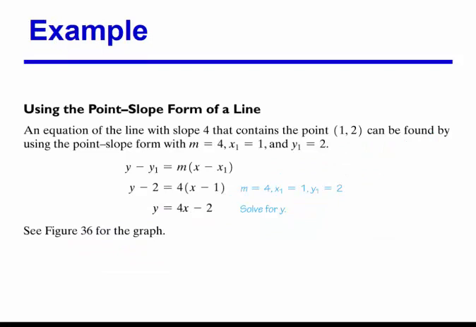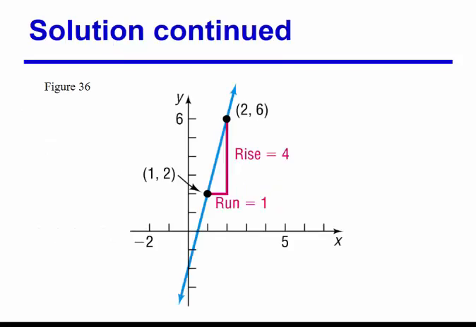When we use the point slope form, an equation of a line with slope 4 that contains the point 1, 2 can be found by using the point slope form with m is equal to 4, x1 is equal to 1, and y1 is equal to 2. So we substitute those values into the formula. At this point, we do the distributive property on the second line, so we end up with 4x minus 4. Then we add 2 to both sides, and finally we end up with y equals 4x minus 2. And this is the graph of that equation.